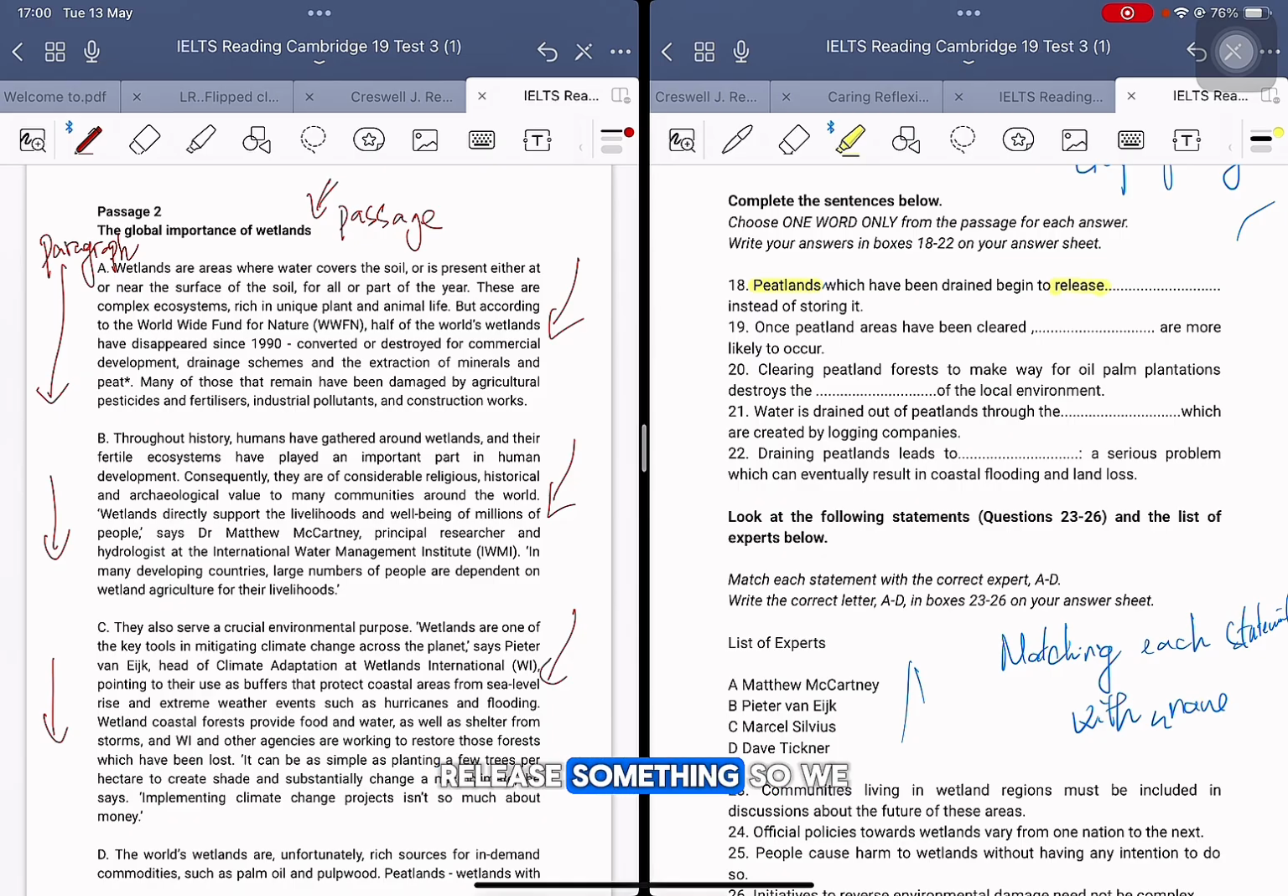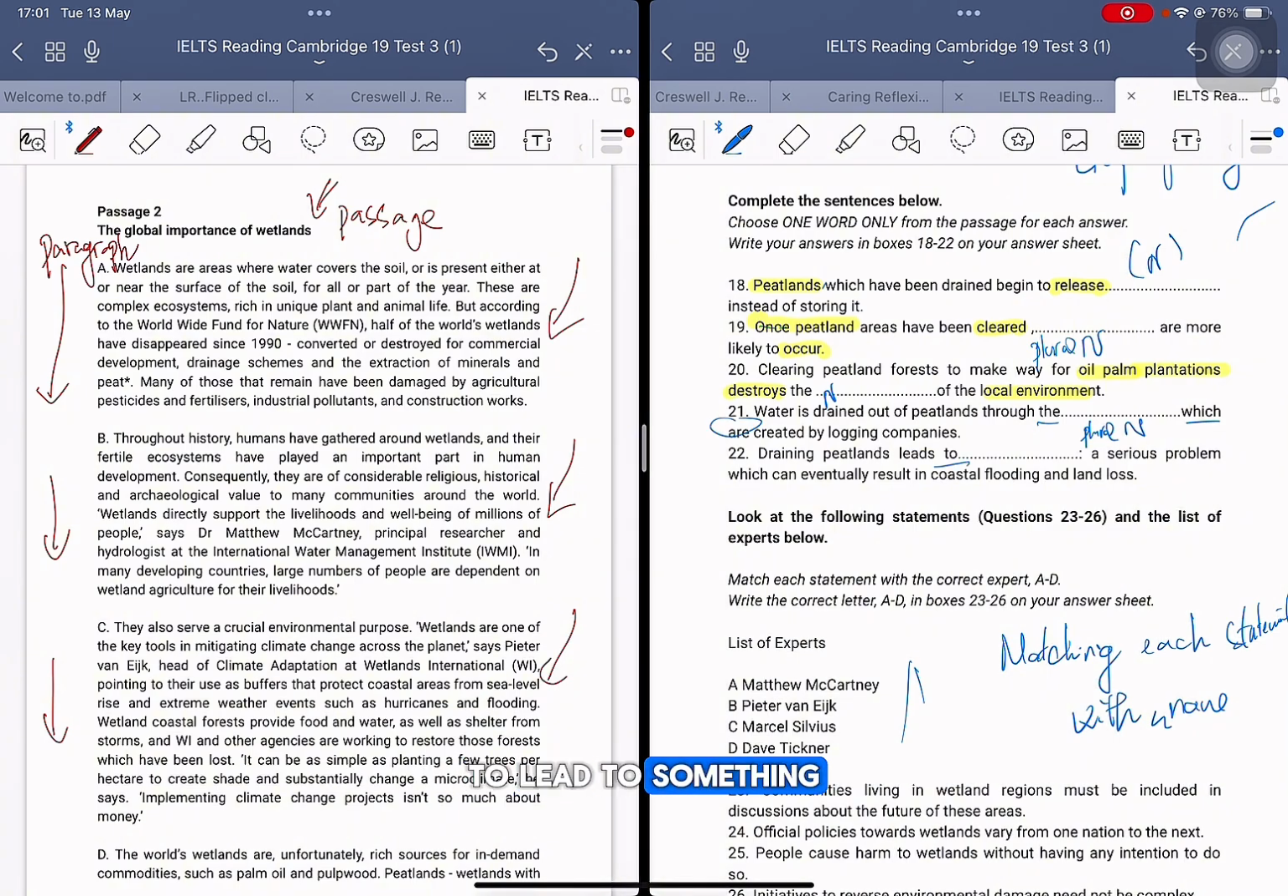Peatlands release something, so we need a noun here. Something that can be gases, right? That can be airs or whatever. And wetland peanuts, clear, something likely to occur. So of course we need a noun here, plural noun here. Plural noun, okay? And exactly the same for question 20. For us to make oil palm plantation destroys the blah blah blah local environment. So we need a noun here as well, a plural noun, because of this one, are.